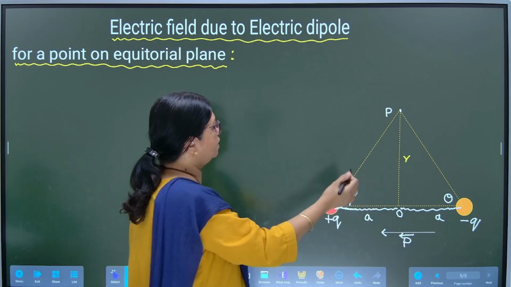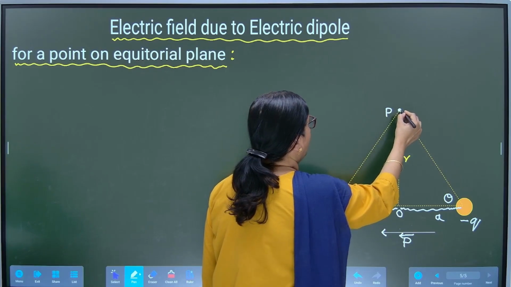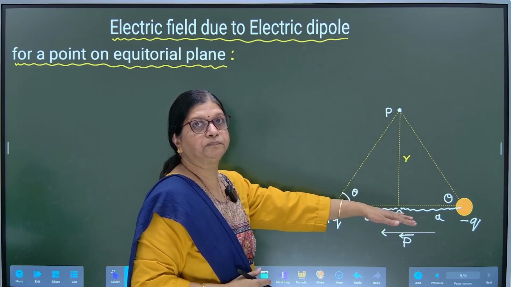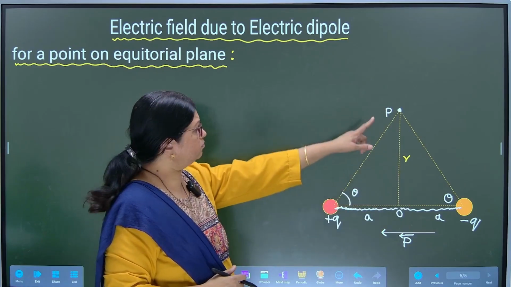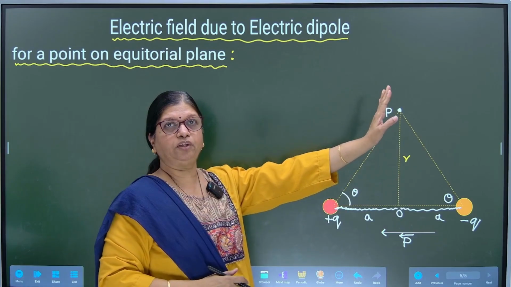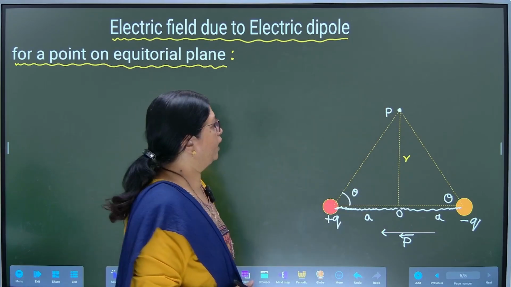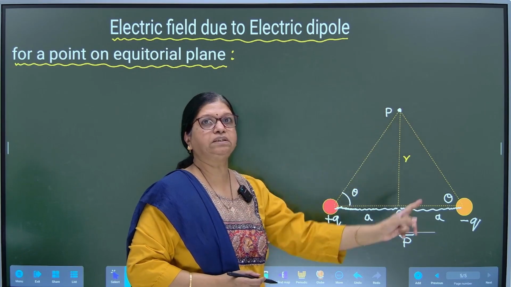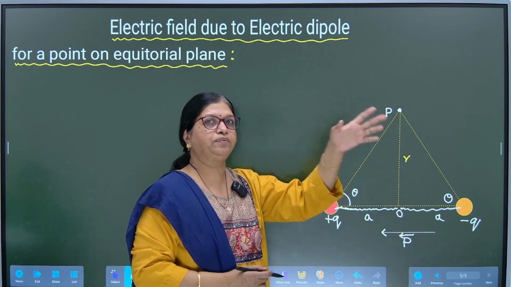Now I have considered a point P on its equatorial plane. So where is the equatorial plane? It's here. Or it can even be down. I have taken a point P on the equatorial plane upwards. Fine. Okay. So now I want to find out the electric field at this point P, which is on the equatorial axis or equatorial plane.